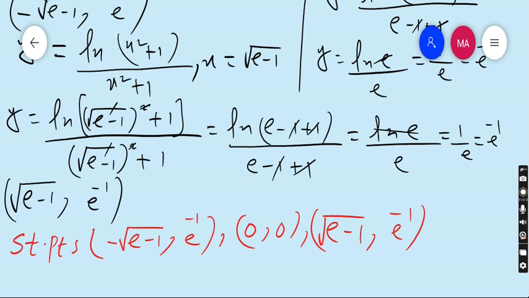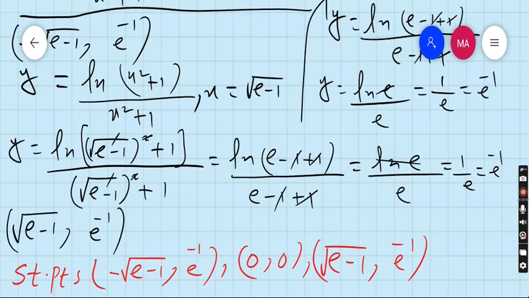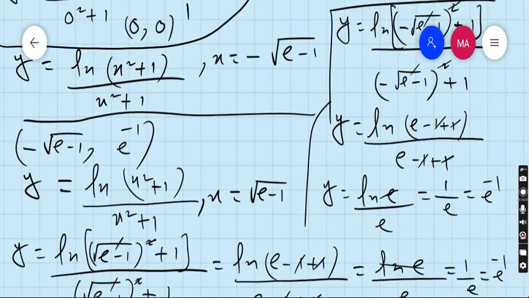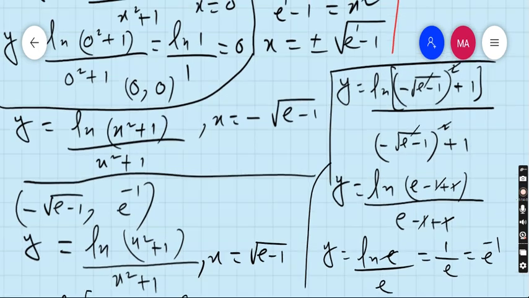Now we have to find the nature of these stationary points. In order to find the nature, we must write the derivative, that is, what we found, dy/dx, kindly check.